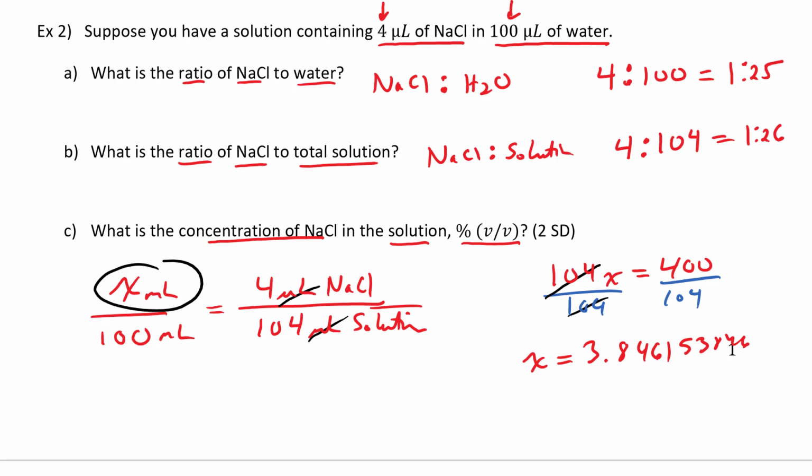Significant digits. Notice, I've told you how many significant digits I would like in the final answer. So we'll round this off to 2 significant digits. X is equal to 3.8% volume by volume.